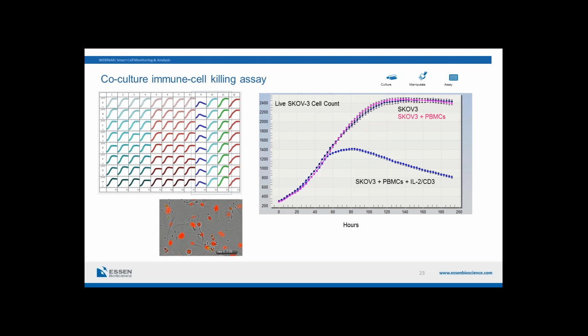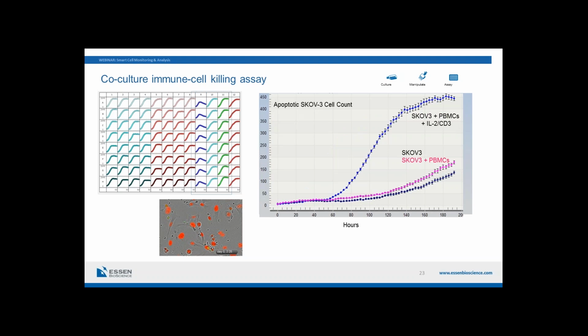In the presence of PBMCs alone, you see no effect on the ability of the SKOV3 cells to proliferate, but if you activate those PBMCs with IL-2 CD3, which is now the blue line in the panel on the top right, you can see that the cells stop proliferating at around 60 hours, and the cell number starts to decrease as the effector cells start to kill the target cells.